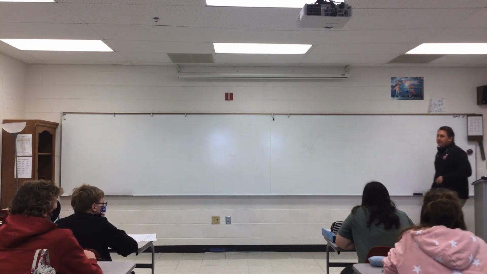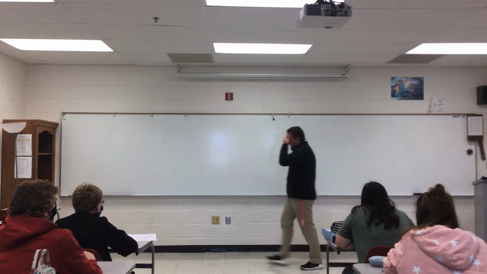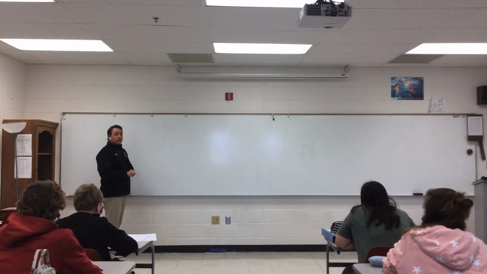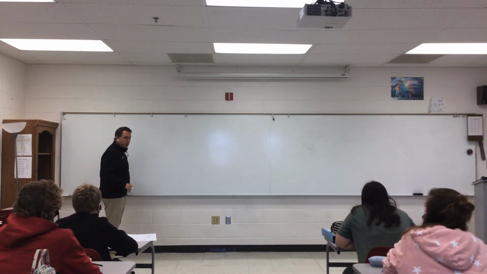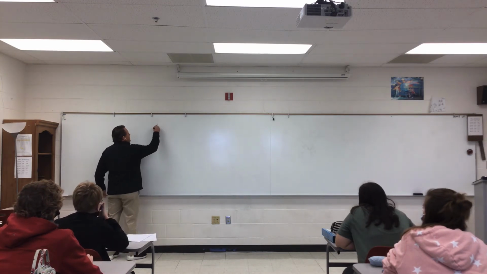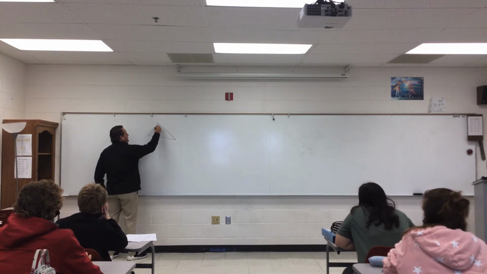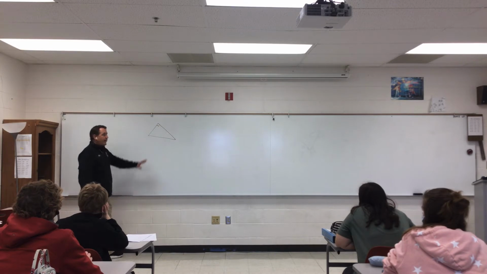So an altitude means it's going from a vertex straight across, making a 90-degree angle. So what I want to do first is go over a couple things. This is not on your paper. This is just extra beneficial learning. I'm going to ask everybody this question. So I'm going to draw in this right triangle right now, okay? If I have it up there just like that, is there an altitude already up there?